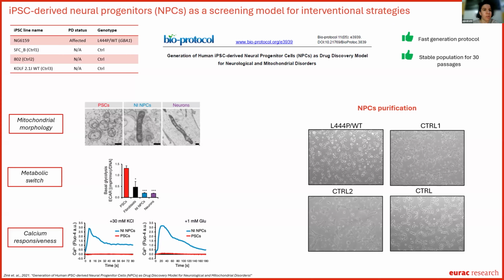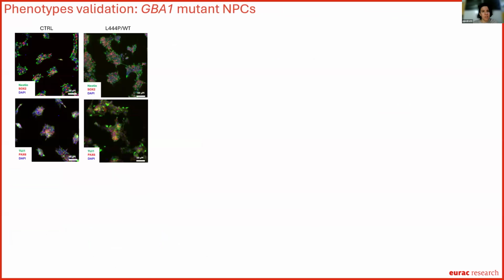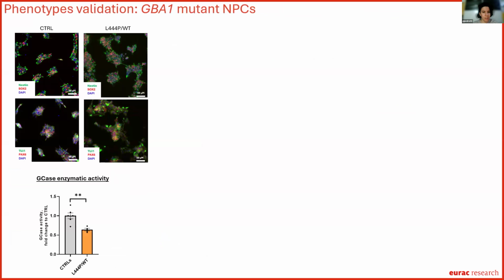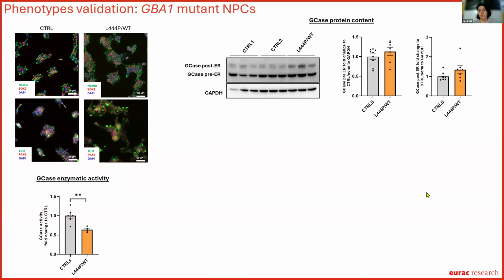We want to develop some high-throughput pipelines to verify some mitochondrial phenotypes, and they are easier to use than fully differentiated neurons. So we generated NPCs from these GBA1 mutant cell lines, and we characterized them for the correct phenotype and checked for some, let's say, basic phenotypes. We see a reduced enzymatic activity of the GCase enzyme as expected, but we do not see differences in the content of the GCase enzyme.